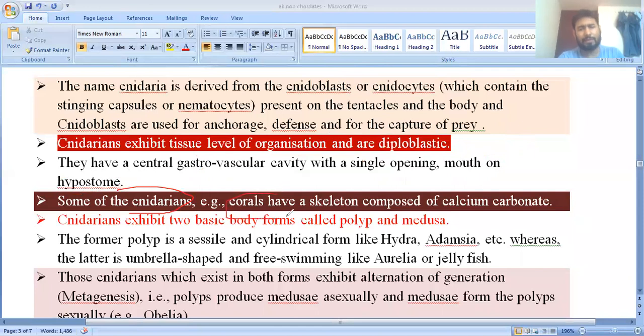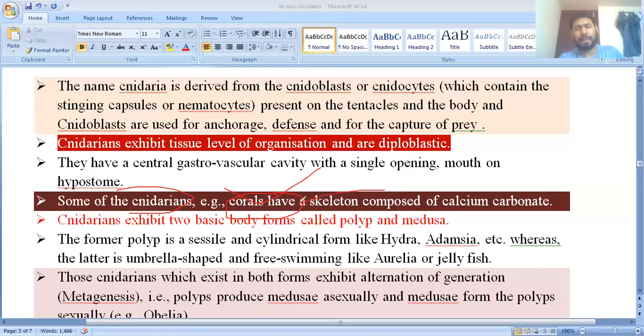Some of the cnidarians form the coral reef. Coral reef, you know very well. These coral reefs have the greatest biodiversity, and the largest coral reef is found in Australia. The name of the coral reef is the Great Barrier. Where is the Great Barrier coral reef found? It is found in Australia.